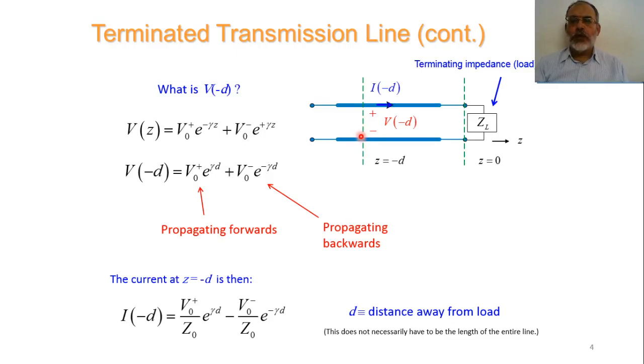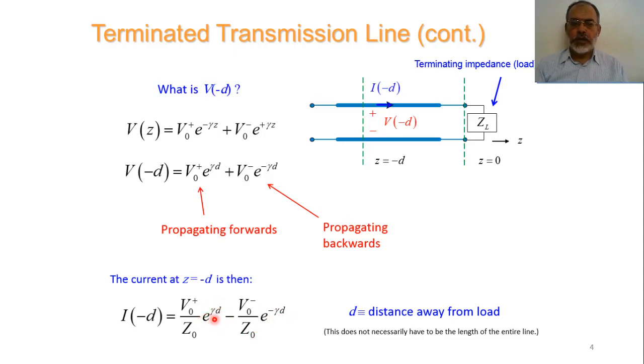On the other hand, if we talk in terms of the current, I as a function of z equals V naught plus over Z naught e to the power minus gamma z, minus V naught minus over Z naught e to the power gamma z. We replace z by minus d, so the current at z equals minus d would be V naught plus over Z naught e to the power gamma d, minus V naught minus over Z naught e to the power minus gamma d.